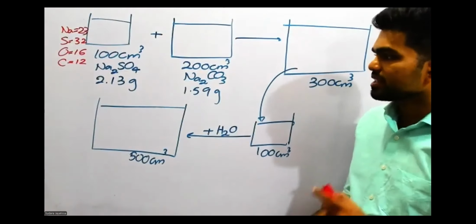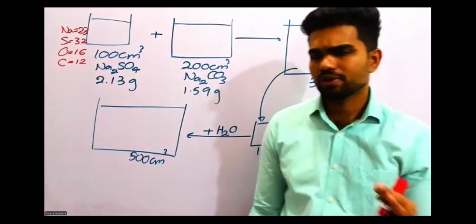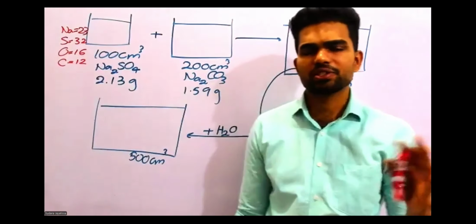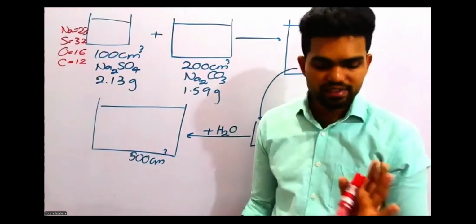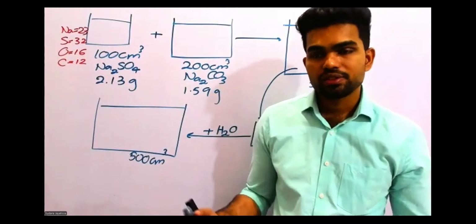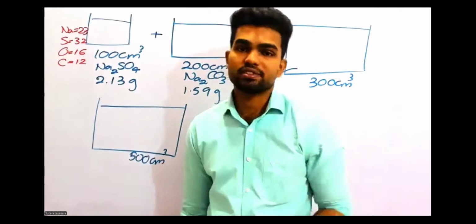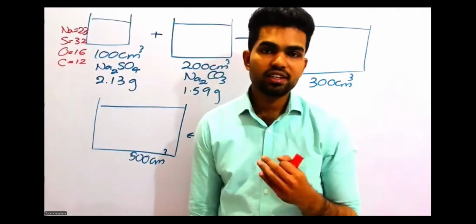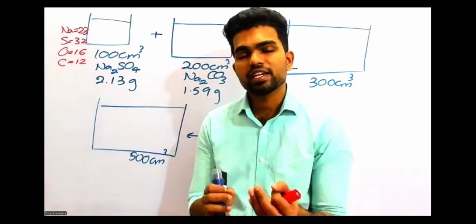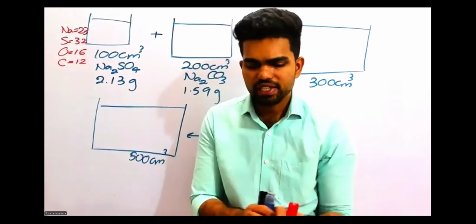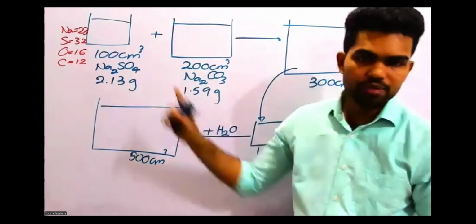So now what is the first thing we can do? Now anyone can understand this question. Don't think we can't do the calculation. No, it's not something like that. Anyone can understand and start this question. So what are the data they have given? They have given the masses of sodium sulfate and sodium carbonate. So what can we do with that? We can find the number of moles, isn't it? We can find the number of moles of the sodium carbonate and sodium sulfate.